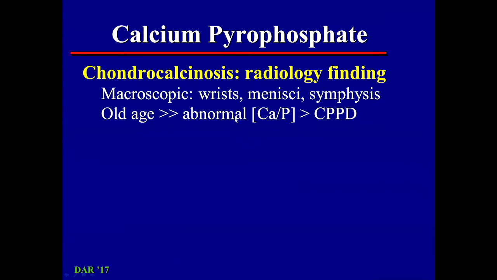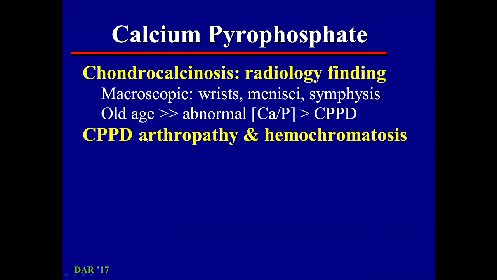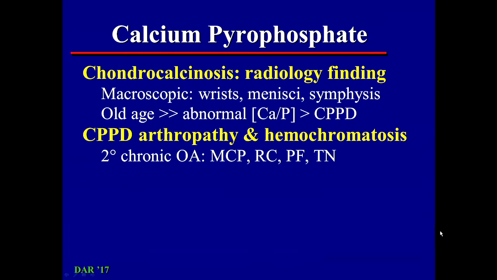The second most common cause is going to be an abnormal calcium phosphate product, for example, patients with renal failure, and they're both going to be more common than CPPD arthropathy. CPPD arthropathy and hemochromatosis are diseases where we get secondary osteoarthritis in a particular distribution. Metacarpophalangeal joints, radiocarpal joint, patellofemoral joint out of proportion to the rest of the knee, talonavicular joint in the hindfoot. This is due to microscopic deposition of the same crystals in the cartilage that weaken it. They may or may not have macroscopic deposition, that is chondrocalcinosis, as well.